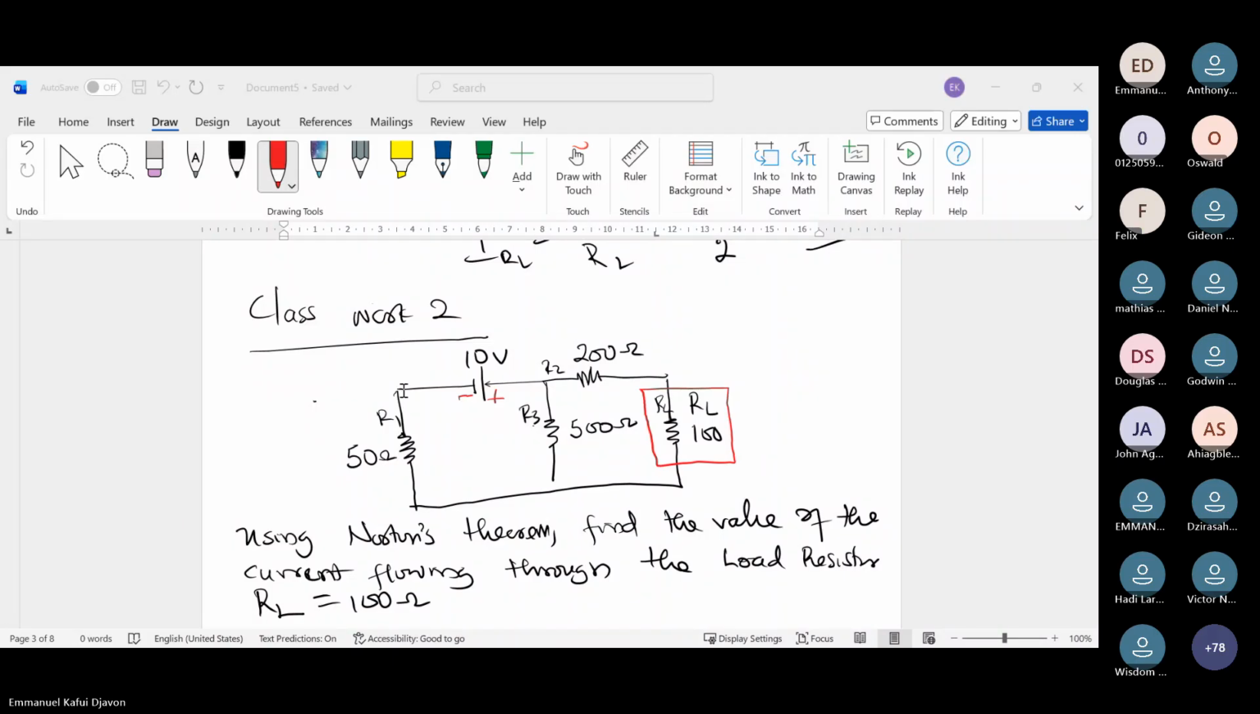What about R2 and R3? R2 and R3 first before R1. Then R1 will be in series with it. R2 and R3, Charlie. I want us to do that one first, then the final answer we get for R2 and R3, we join them plus the R1.